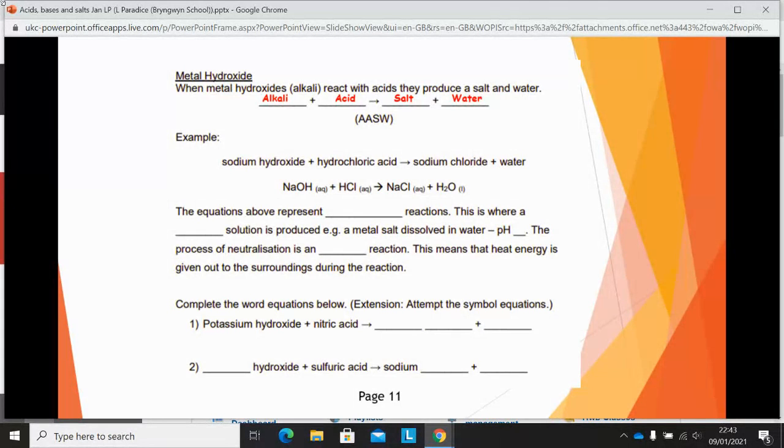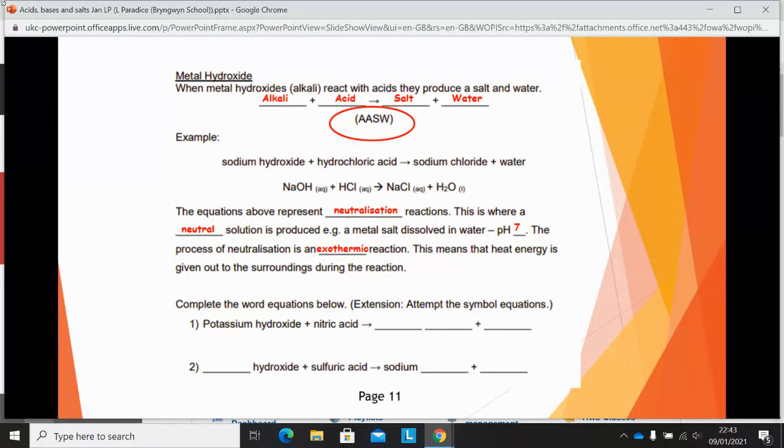So the equations above represent neutralization reactions. This is where a neutral solution is produced, such as a metal salt dissolved in water to give us a pH of, think of neutral, you think of, yep, you got it, pH 7. The process of neutralization is an exothermic reaction, in other words, one that gives out heat.